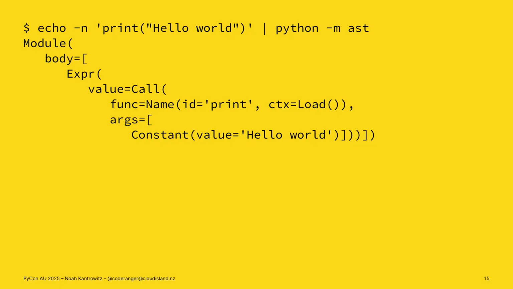As with the tokenizer before it, we have a command line module we can use to play around here. So we pass our code into the AST module. We end up with a module containing a single expression, which is a call with a name of print and a single argument with a constant of hello world. Now, this is as structured as Python code gets and is ready to march forward on its journey towards running.